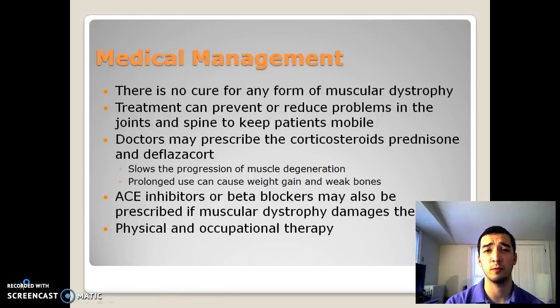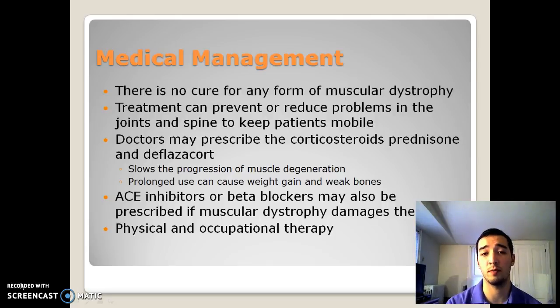So there are many different ways to manage muscular dystrophy. Unfortunately, there is no cure for any form of muscular dystrophy. Treatment can prevent and reduce problems in joints and spine to keep the patients mobile, which is mostly wanted.